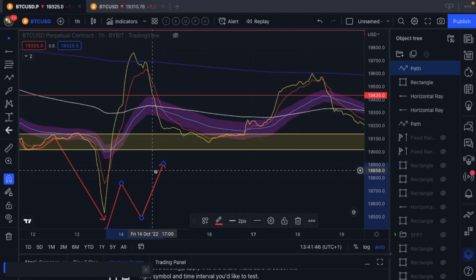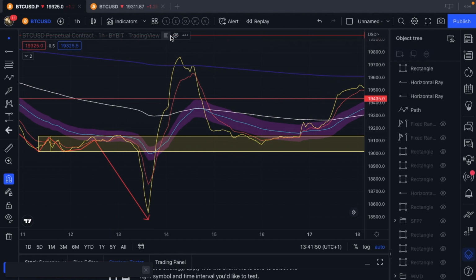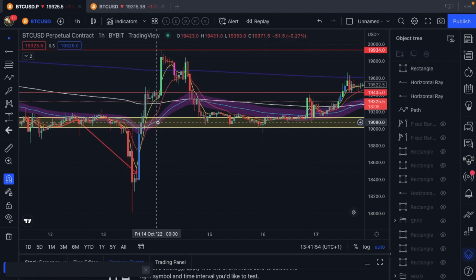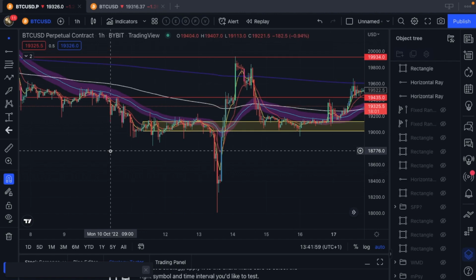What we got was a V shape. So I'll turn the candles back on. So we got this V shape, right? So no W down here. So that's another potentiality, right?